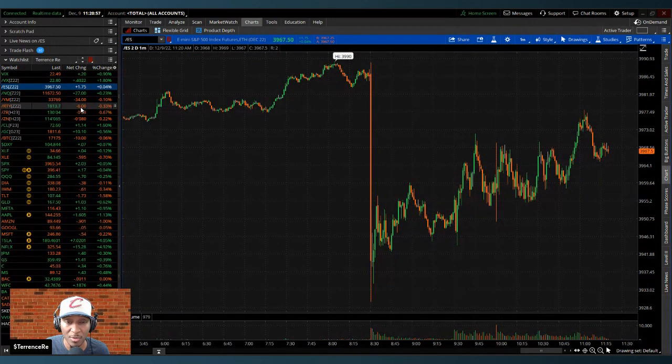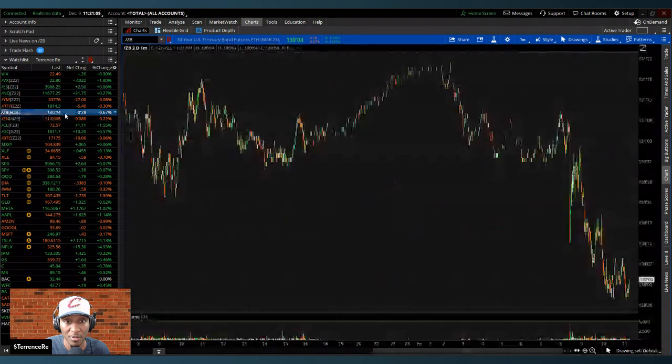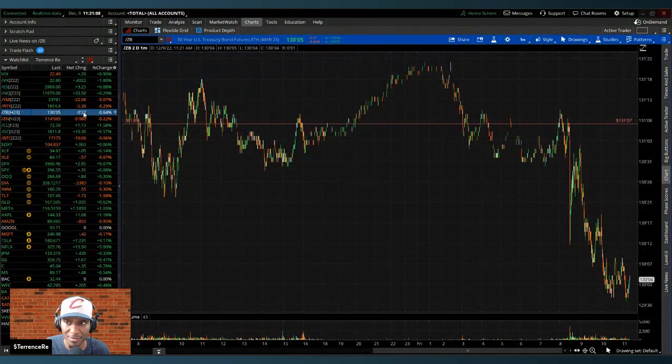The Russell is relatively flat. It's down about 6 handles. Now with the /ZB and the notes, they are recorded in fractions, so I will not go over that. I'll give you up or down, or I'll give you the percentage. Percentages are percentages. It's down, looks like 0.67, and the notes are down. So we got bonds and notes down. And if we were to look at the TLT, you see down here the TLT is down 1.5%. That is the ETF of the bonds. Oil is up, and then gold is up.